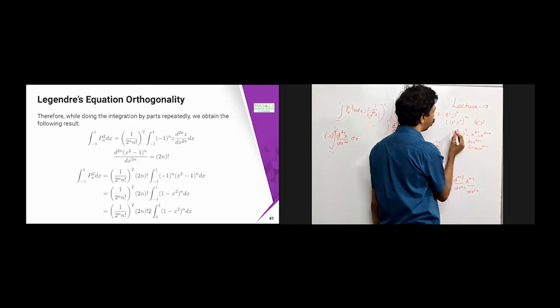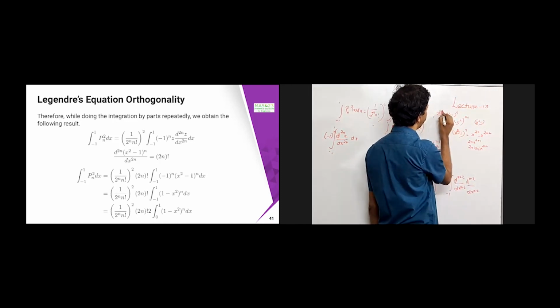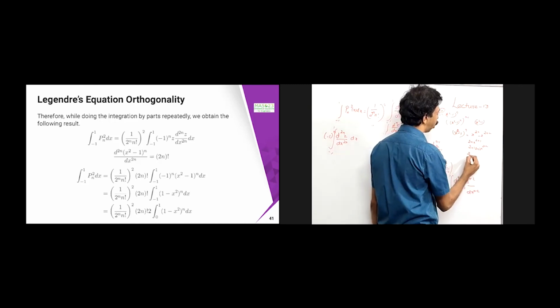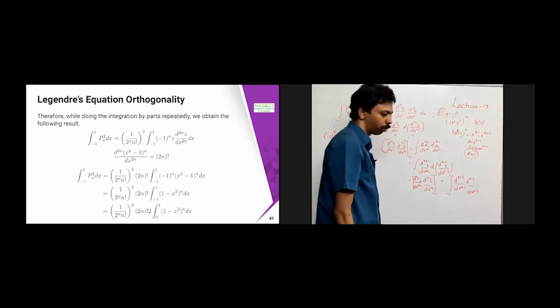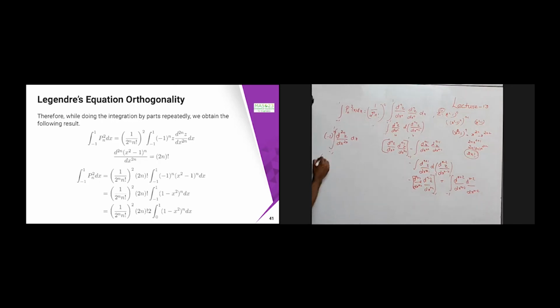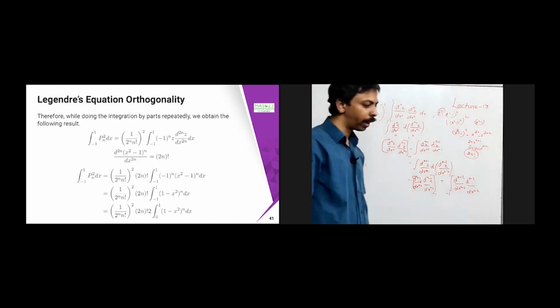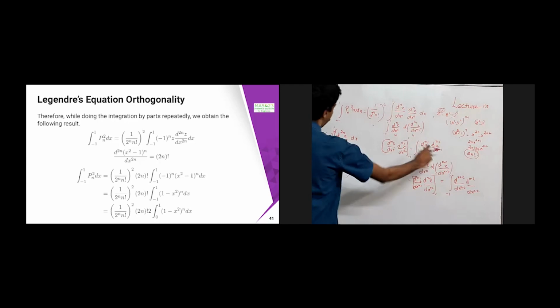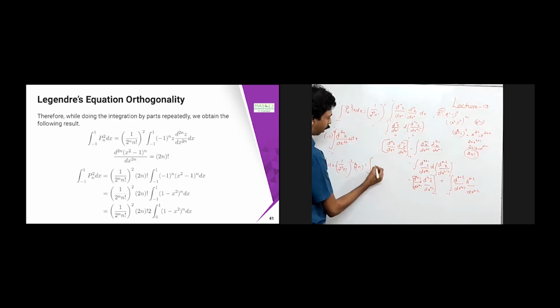After you take the 2n-th derivative, 2n factorial is going to survive, and the remaining terms become 0. Therefore, the integral from −1 to 1 of Pn² dx becomes (1/(2ⁿ n!))² times 2n factorial, times one more term. In the last term, z to the power 0 comes, therefore there is a z here. So this becomes the integral from −1 to 1 of z dx.